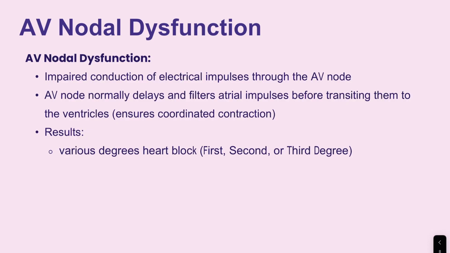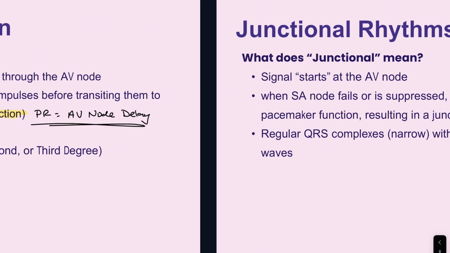And that brings us to AV nodal dysfunction. AV nodal dysfunction is when we have impaired conduction of electrical impulses through the AV node. The AV node normally delays and filters atrial impulses before transitioning them through the ventricles, which ensures our coordinated contraction. So when we think about the PR interval, I really want you to think about the AV node delay. Okay, this is super, super important. The reason we care about the PR interval at all is because it is timing out our AV node delay. How well are we able to create this coordinated contraction? This can result, if you've got a dysfunction, in various degrees of heart block, which we'll talk about shortly.